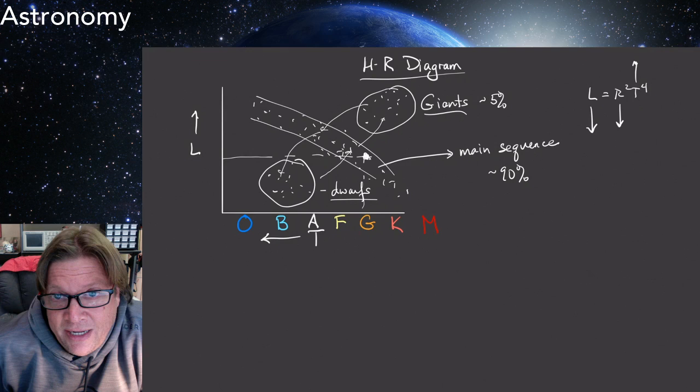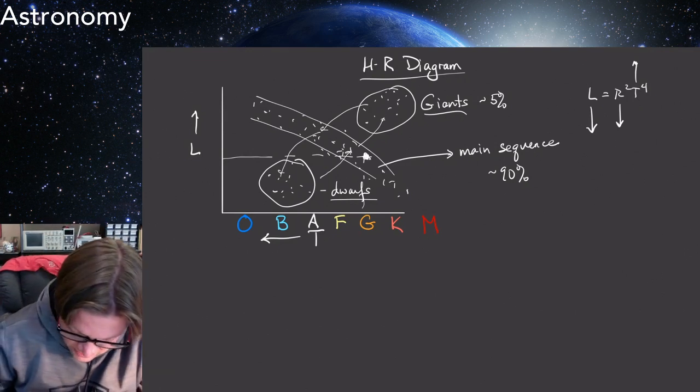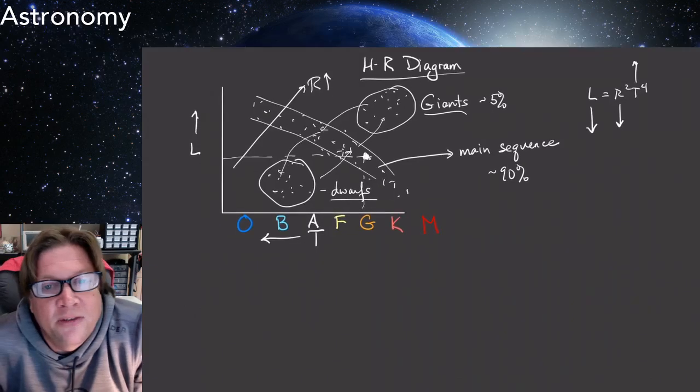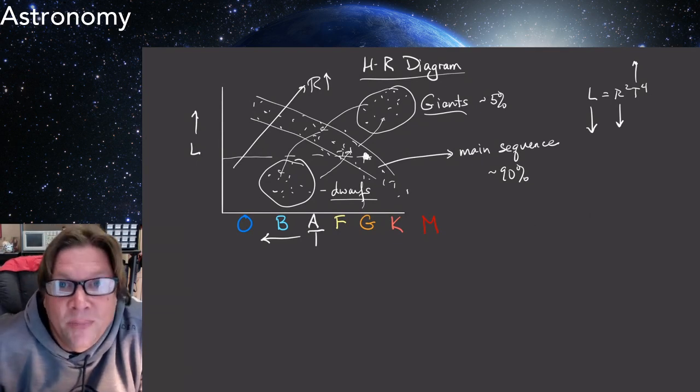By looking at the diagram, you can tell right away which stars are large and which stars are small. Generally, the size of the star, the radius of the star, goes up as you go to the upper right part of the diagram because you're getting cooler and yet more luminous. So that means that the size is getting larger. Okay, more on this next week.